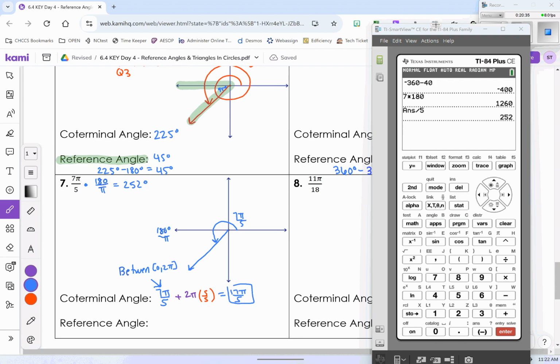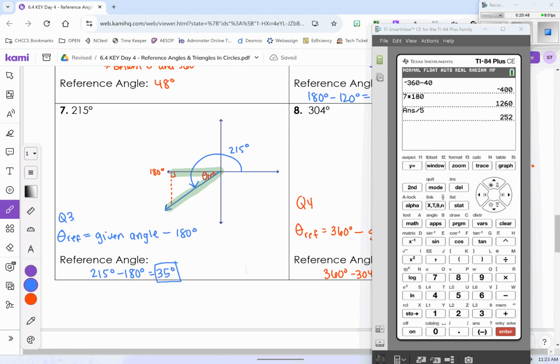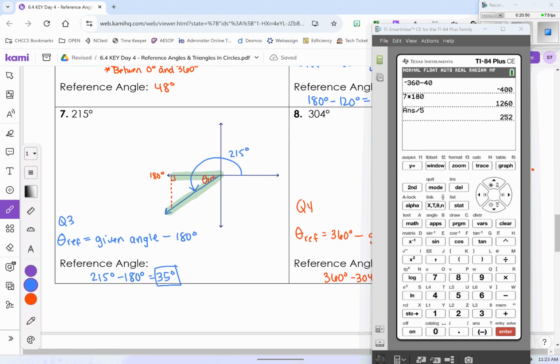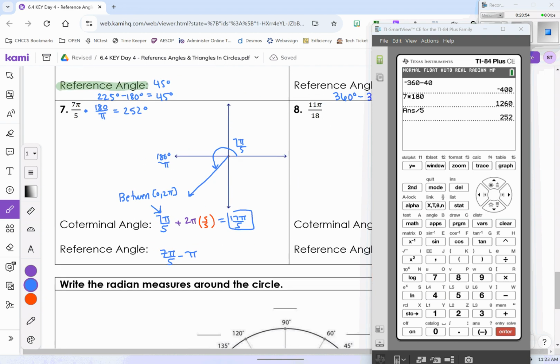So the reference angle, since we've gone past pi, we would take 7 pi over 5 minus pi. So again, it's very similar to the one we did up here, except for we're not using 180. You take the given angle and subtract 180, or in this case, because we're in radians, pi. So we need a common denominator, multiply this by 5 over 5. So when we do that, 7 pi over 5 minus 5 pi over 5 gives us 2 pi over 5.